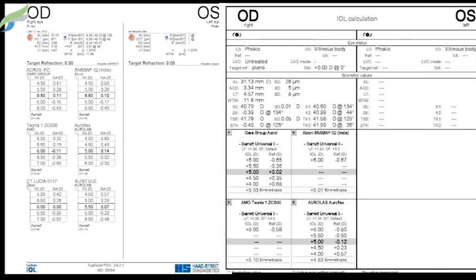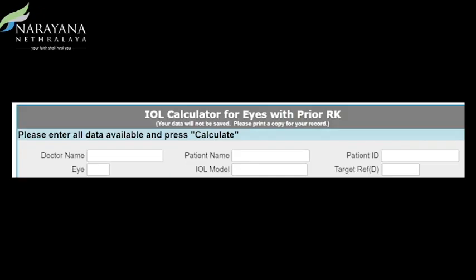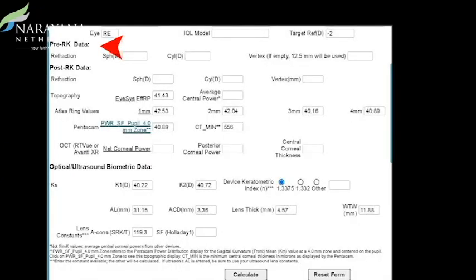LenStar and the IOLMaster report give us the required biometry data and also show us the A constant for the different IOL formulae. To calculate the IOL power in post-refractive surgery patients, we can use the ASCRS online calculator, which is freely available. The required patient details are filled up and then we move to the pre-procedure records if they are available to us. However, it is not mandatory.